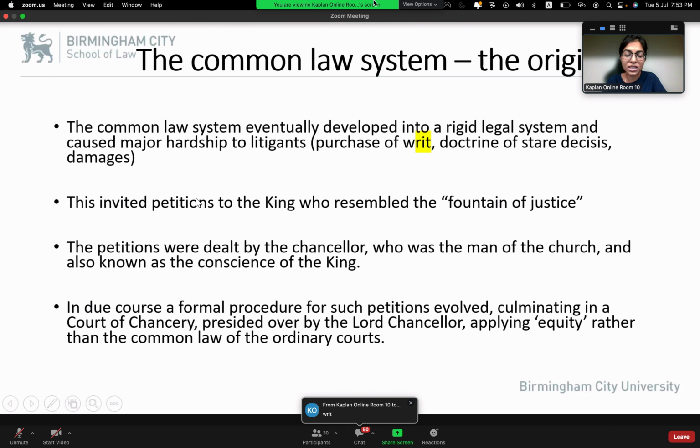So now, when we speak of how the common law system has developed, I'll tell you what was the problem. So do you see this writ? When you want your case to be heard in common law, in the king's court, you must firstly buy a writ. A writ is a legal order, basically an instruction from the king telling the judges in the court, hear this case. This person has a case, hear his case.